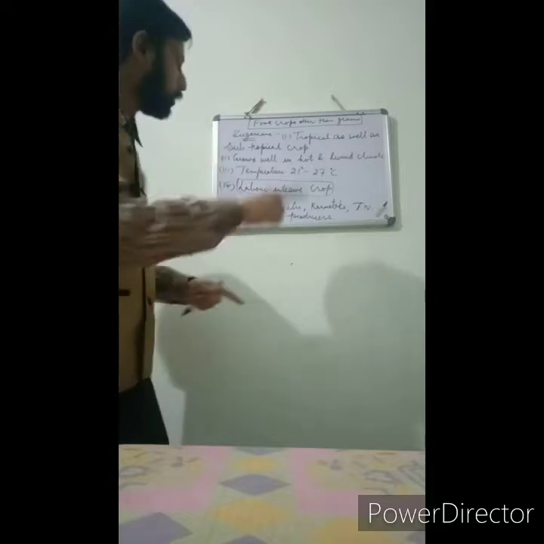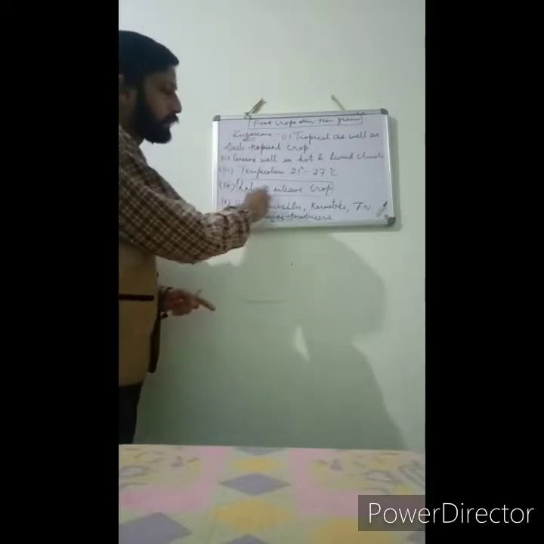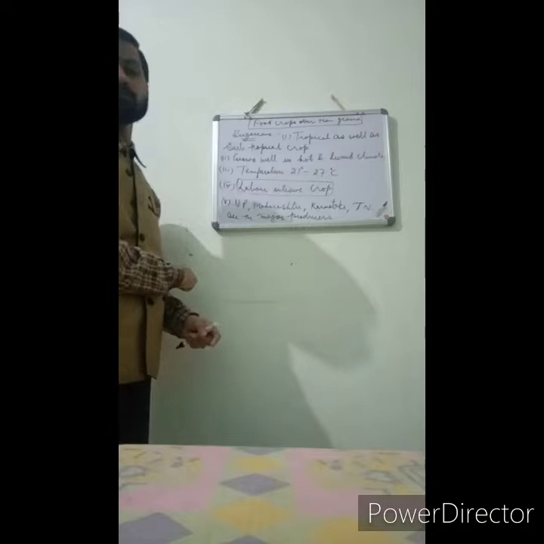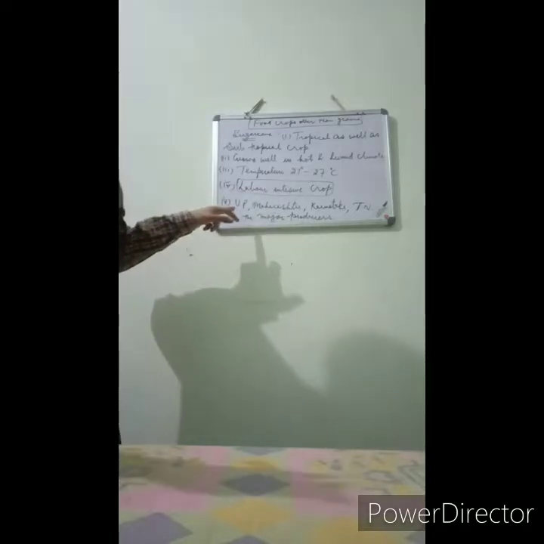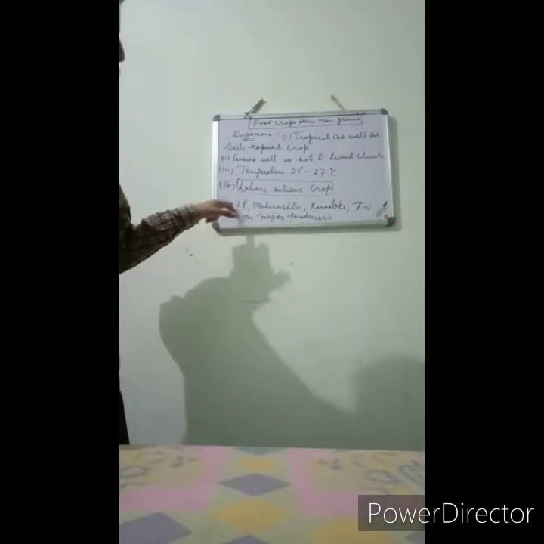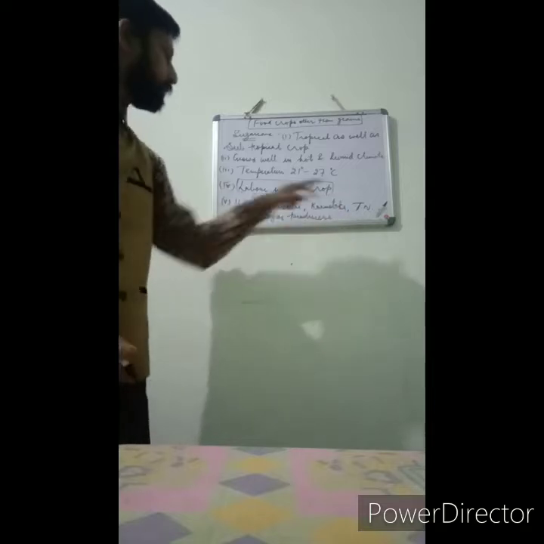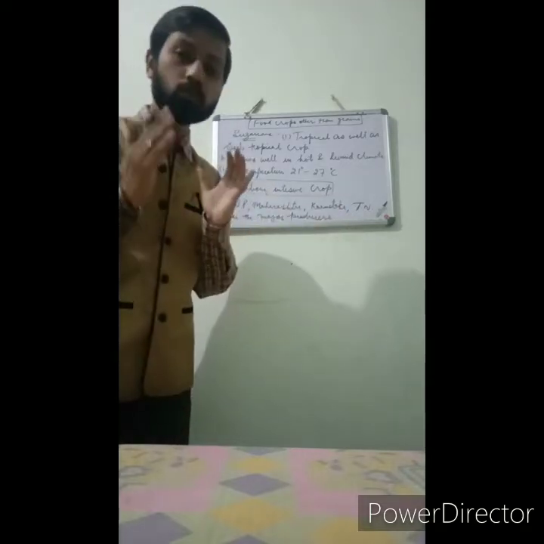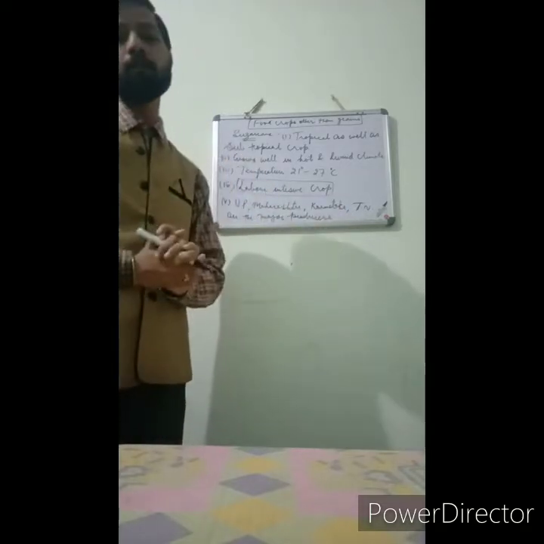So that is why we are calling it a bulky crop. Also, we are calling it a labor intensive crop. Is that clear? Next point. The major producers of this crop are Uttar Pradesh, Maharashtra, Karnataka, Tamil Nadu, these are the major sugarcane producing states of India.